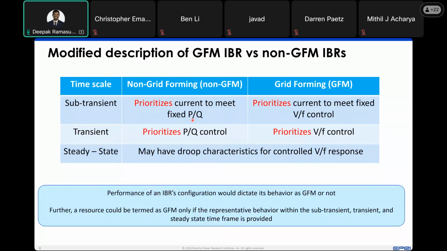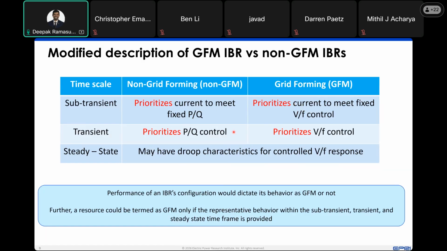What is also important in this entire setup is that both on the subtransient scale and the transient time scale, this behavior is prioritized, as mentioned in the table. Now we say that because there were a couple of instances where we saw examples where the inverter prioritized the current injection in order to meet voltage and frequency in the subtransient time scale, but in the transient time scale, it started prioritizing P and Q again.